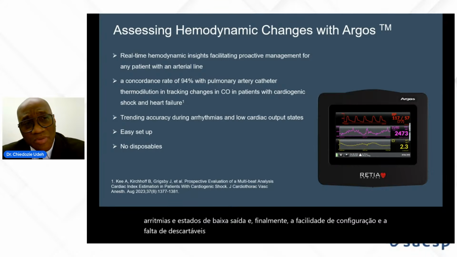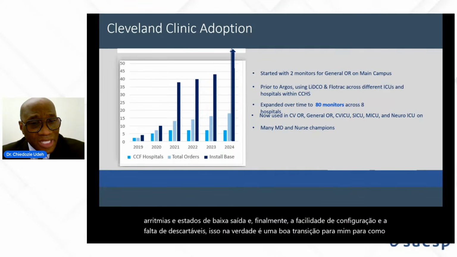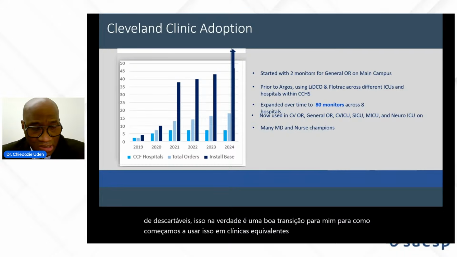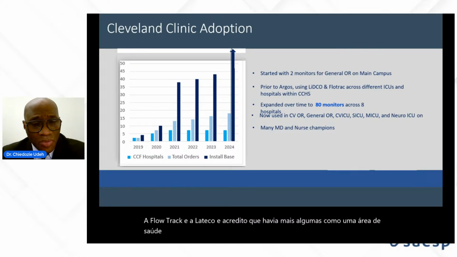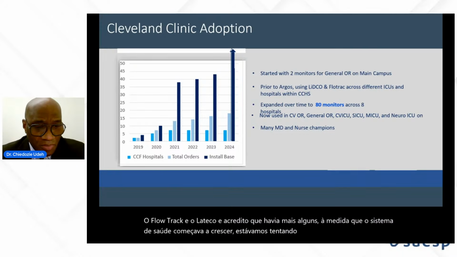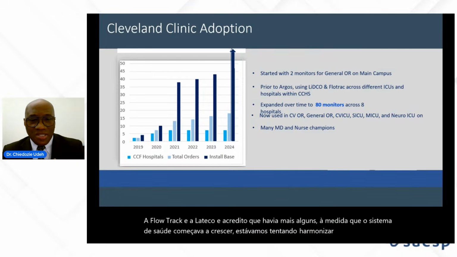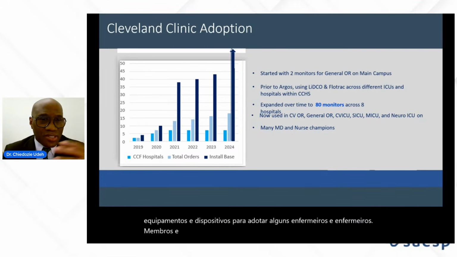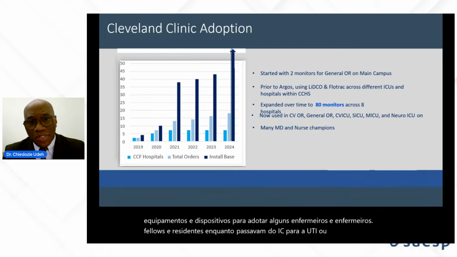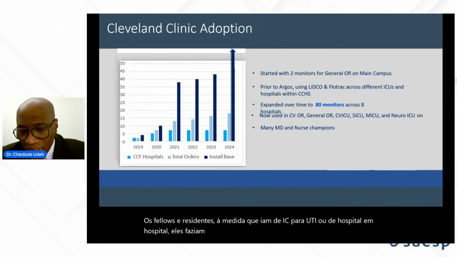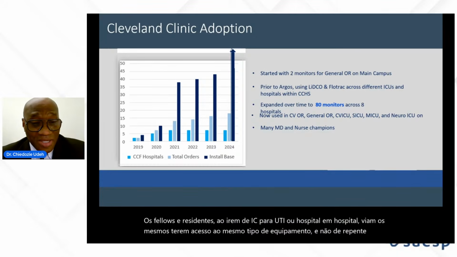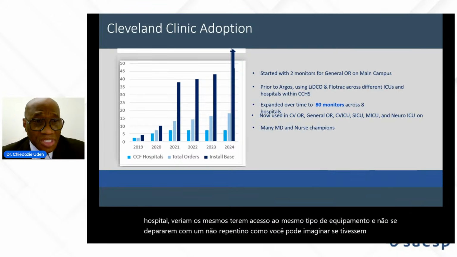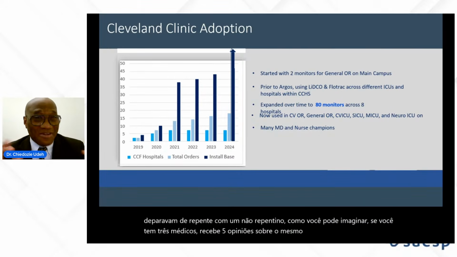This is actually a good segue for me to how we started using this at the Cleveland Clinic. We were using the FloTrac and LiDCO, and I believe there were a couple others. As our health system began to grow, we were trying to harmonize equipment and devices. So our docs and nurses and fellows and residents, as they went from ICU to ICU or hospital to hospital, would have access to the same type of equipment and not suddenly be faced with something they didn't know. As you can imagine, if you have 3 doctors, you get 5 opinions about the same thing, and we could not get consensus.